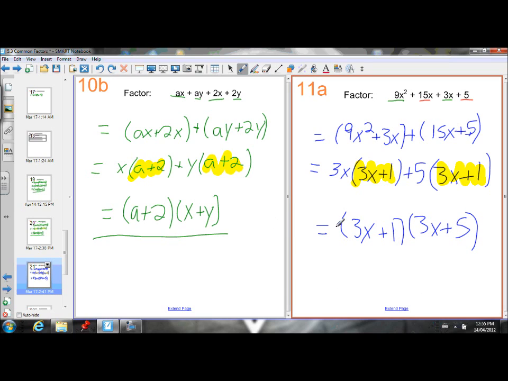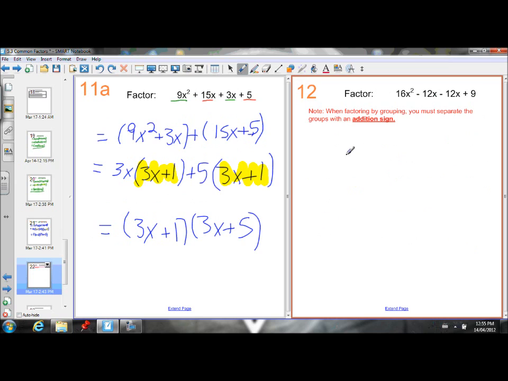So there's my answer for that one. Okay, good. So let's move on to number 12, where we're going to have to deal with some subtraction signs. But if we follow the same steps, we'll be fine.